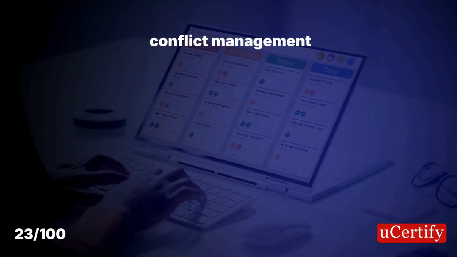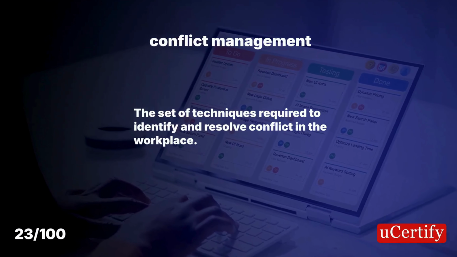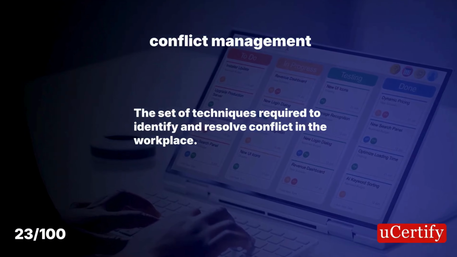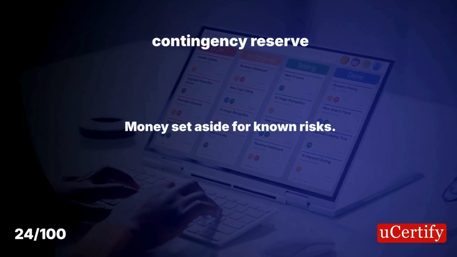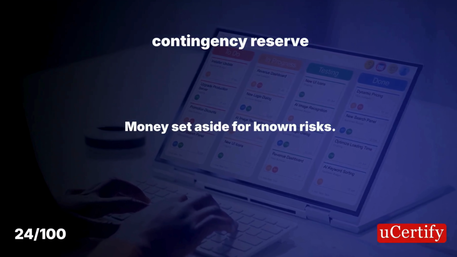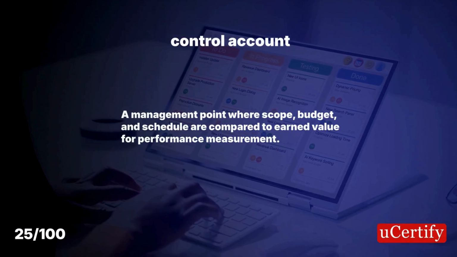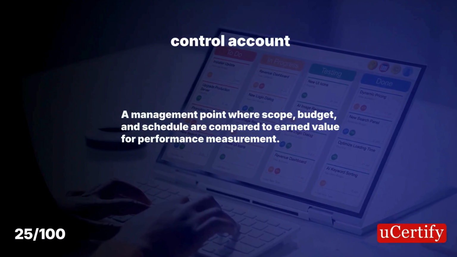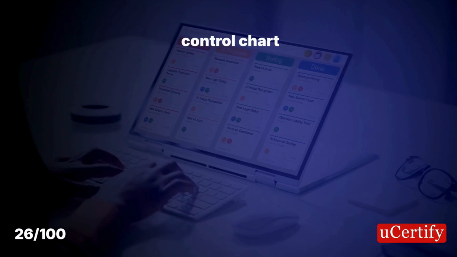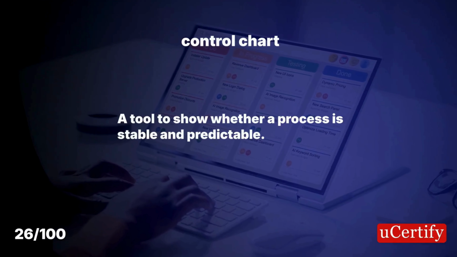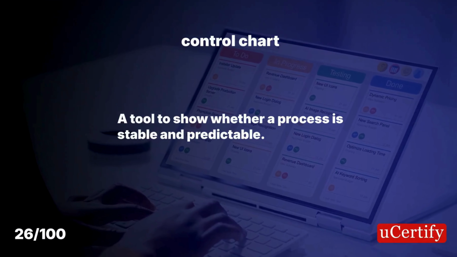Term: conflict management. Definition: the set of techniques required to identify and resolve conflict in the workplace. Term: contingency reserve. Definition: money set aside for known risks. Term: control account. Definition: a management point where scope, budget, and schedule are compared to earned value for performance measurement. Term: control chart. Definition: a tool to show whether a process is stable and predictable.